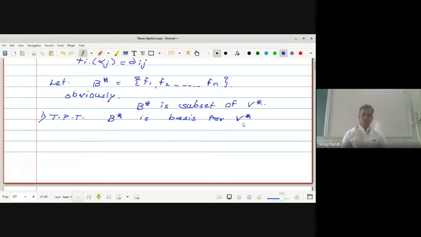What does V star mean? Dual space of V. We call the collection of all linear functionals on V the dual space. After this, the double dual will come. After that, so remember it properly.